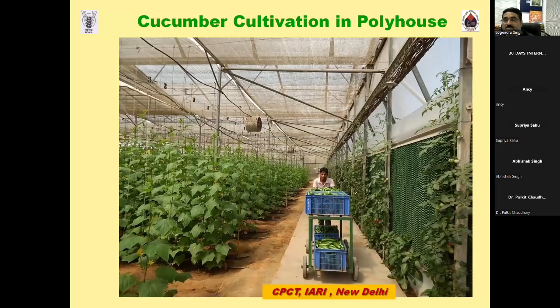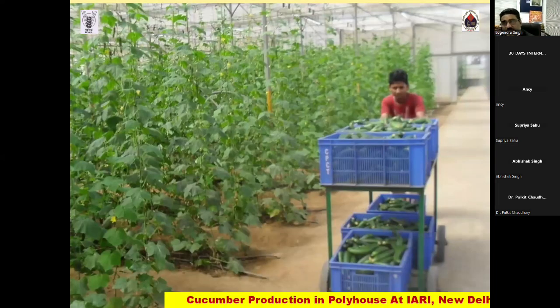You can see different types of design of the greenhouse. We can grow during summer season. If you have a polyhouse with cooling pad and fan, the summer crop will be excellent. These are naturally ventilated polyhouses for winter season.